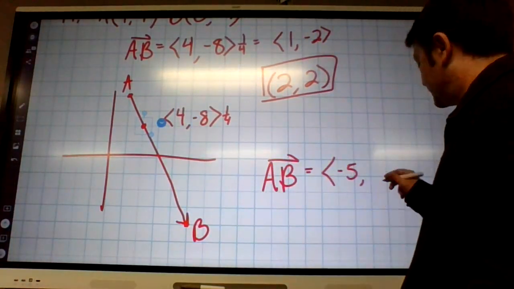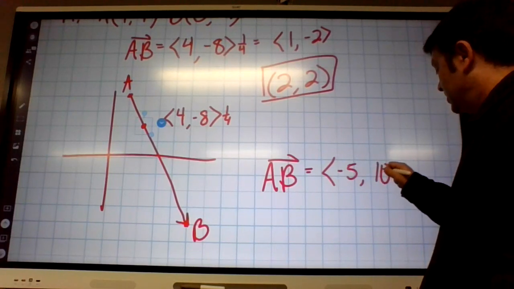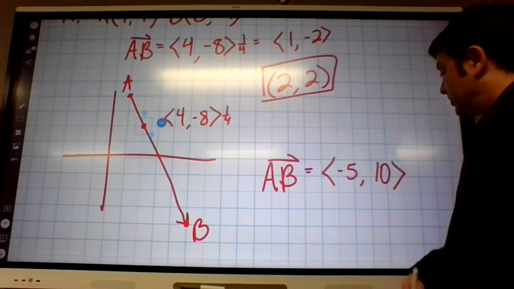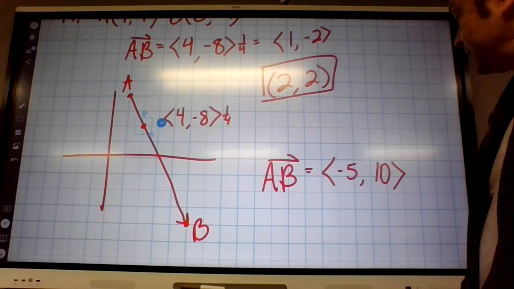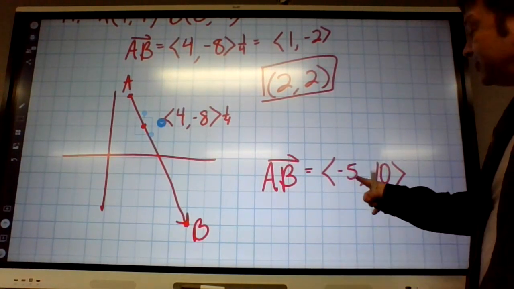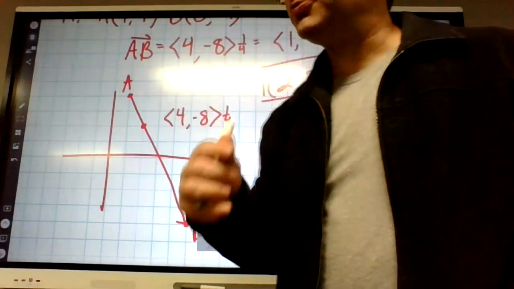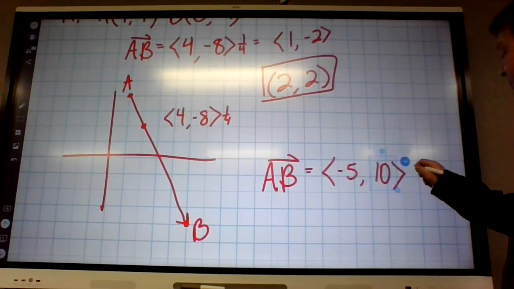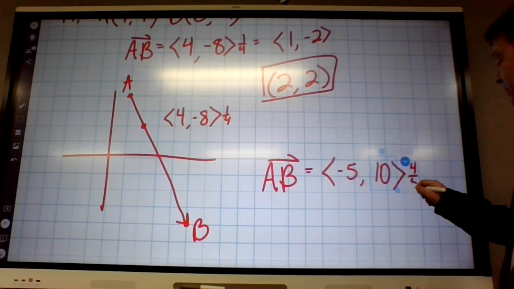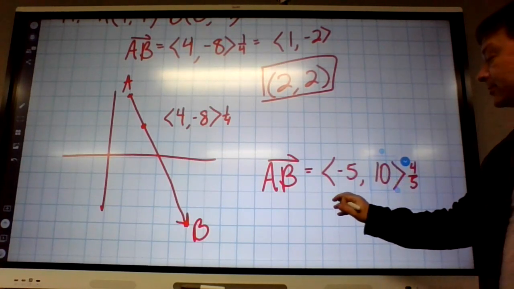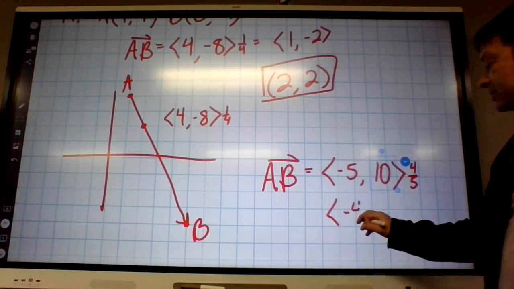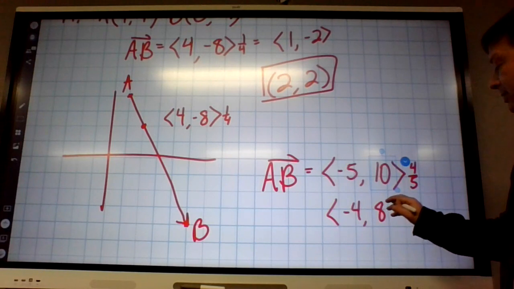Do the second one minus the first one like we did at the beginning. So the vector from A to B is negative 5, 10. It means it's moving left 5 and up 10. But the directions tell us we want to go only 4/5 of that length. So we want to multiply these by 4/5. So we get negative 4, 8.